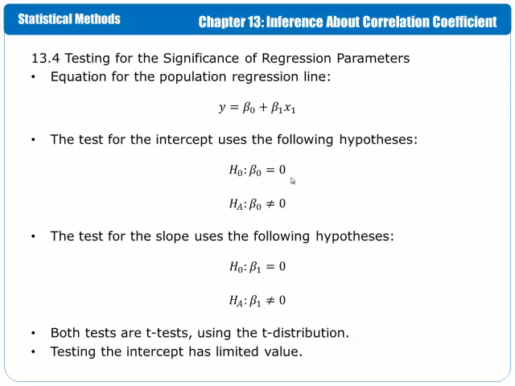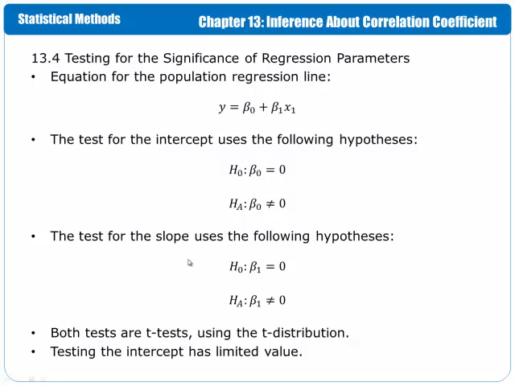We can also test for the significance of regression parameters. Recall that the equation for the population regression line is this, and this model has an unknown intercept and an unknown slope. The test for the intercept uses the following hypotheses: the intercept is equal to 0 versus the intercept is not equal to 0.